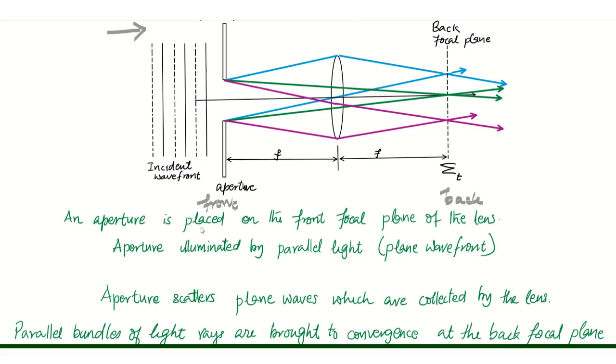And in this case, why is it called front and back? Because it's at a distance f behind the lens itself, and this one is at a distance f after the lens, and this is the focal plane, which we also call the Fourier plane of the lens, which we denote as sigma t.